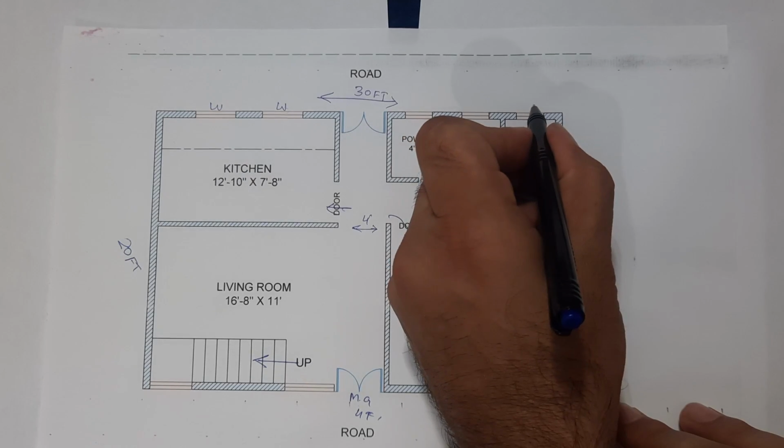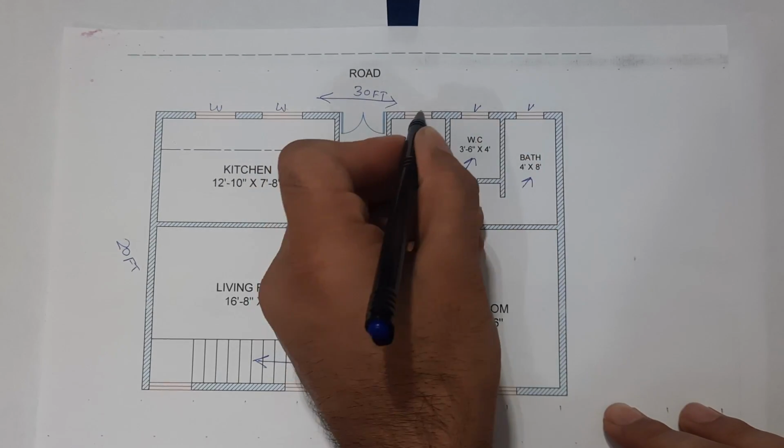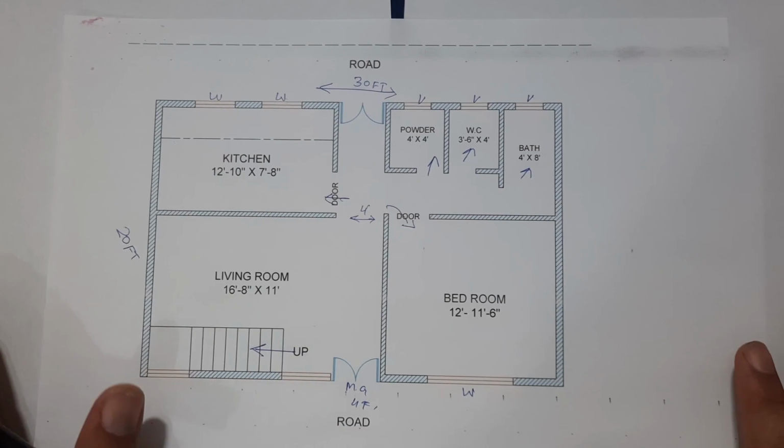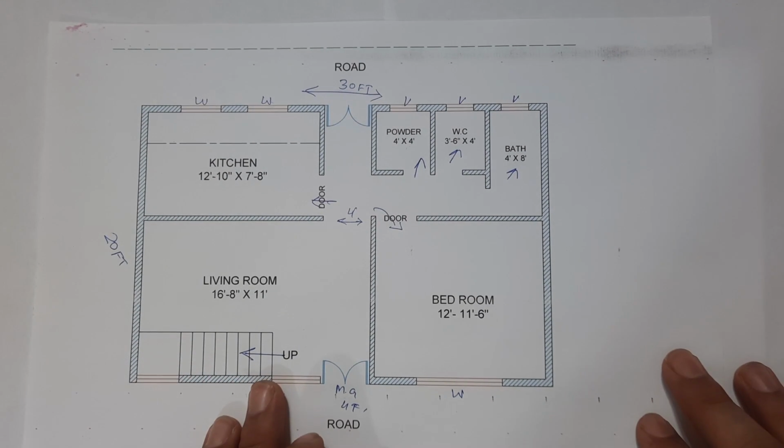Okay, so this is ventilation, this is ventilation, and this is ventilation. So this is a small house planning in the dimensions of 20 by 30 feet.